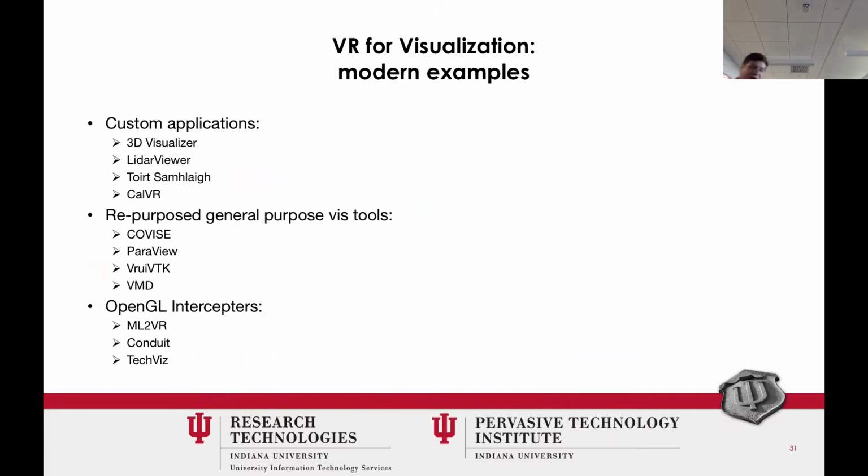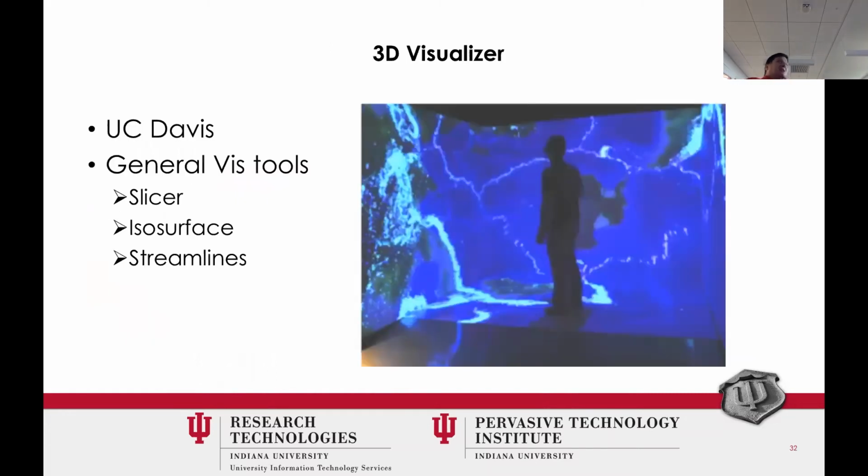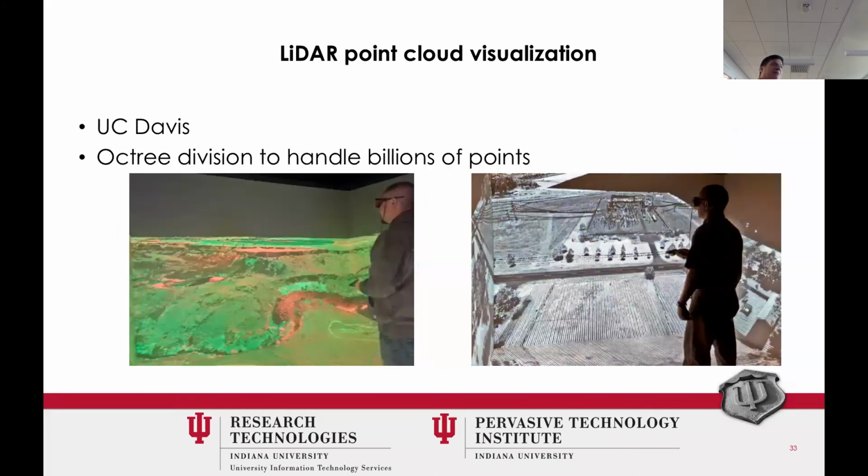Now there's some modern examples. Again, here's a 3D visualizer. So this is earthquake data on the globe. Here you're actually standing inside the Earth and looking out to where the earthquake data is. You can generally see that it follows where the tectonic plates are. It does a lot of other things, though. It has slicing and isosurfacing, much like ParaView has, and streamlines.